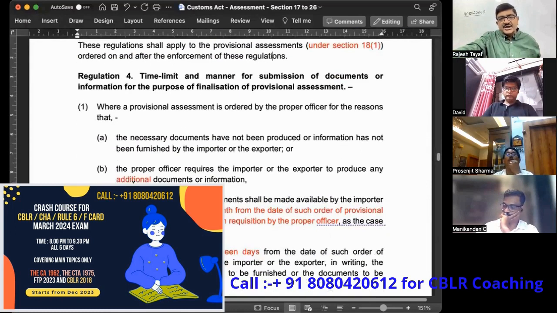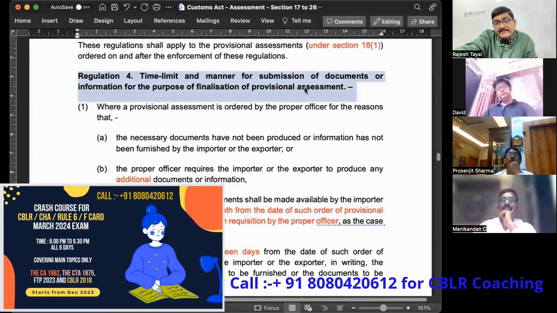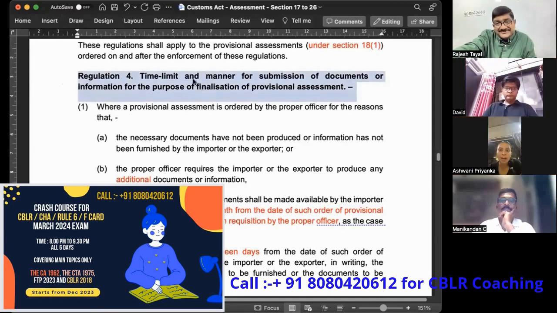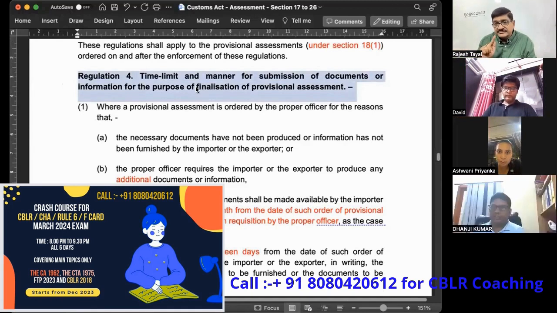Okay. Now time limit for and the manner for submission of documents. अब ये requirement कब आएगी? When the proper officer asks for the information from importer. जब finalization होना है तब. उसके पहले दूसरी बात, if the provisional assessment has been ordered due to non-supply or insufficient supply of documents, then only this is applicable.